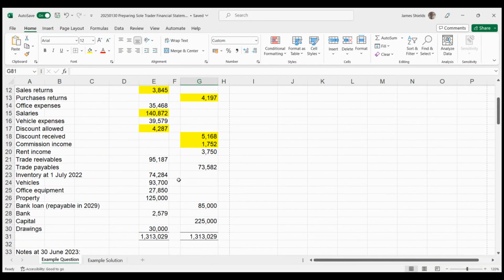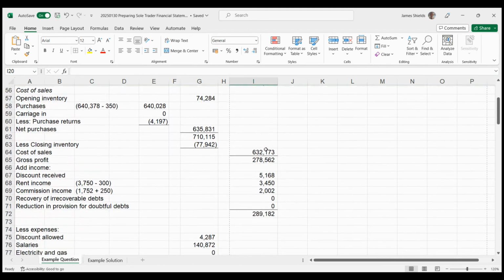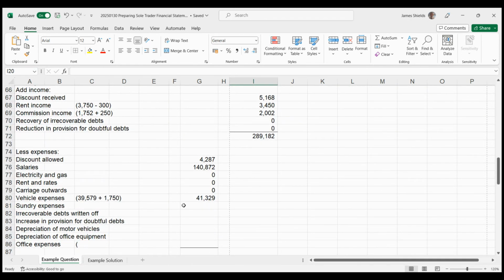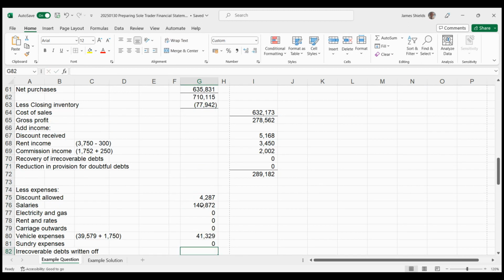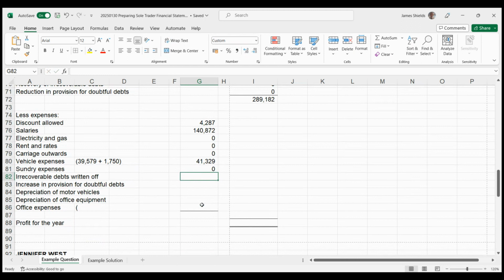Sundry expenses. I've got no sundry expenses, but I need to highlight the 39579. So no sundry expenses, so that's going to be 0. We've got no irrecoverable debts. No provision for doubtful debts in this question. No depreciation in this question.